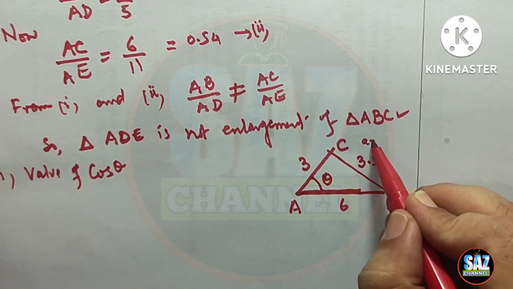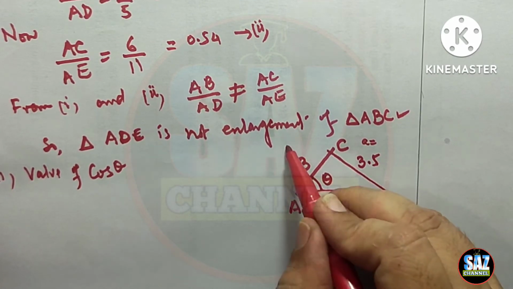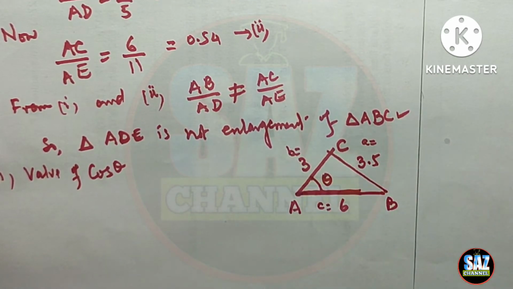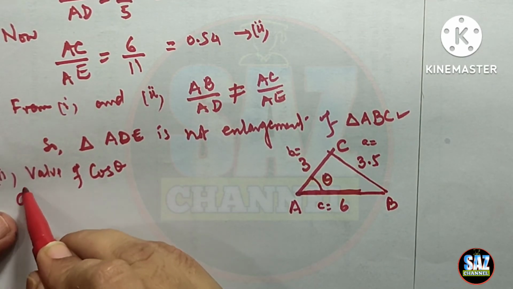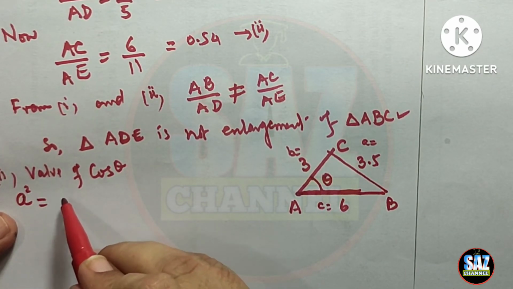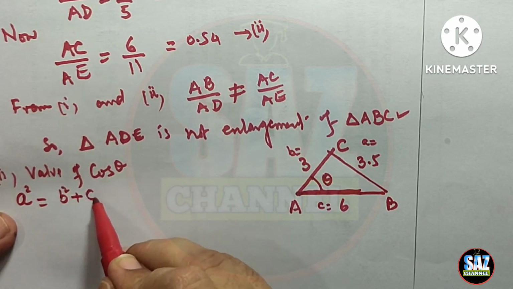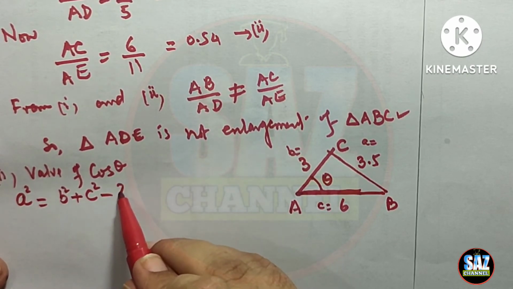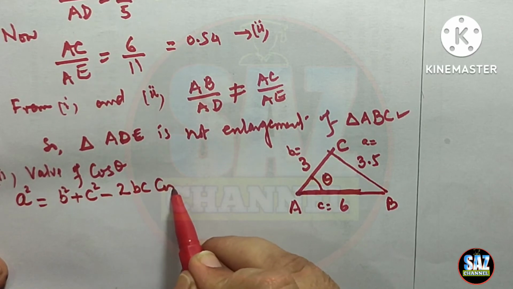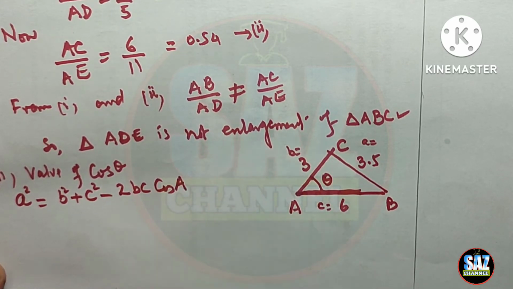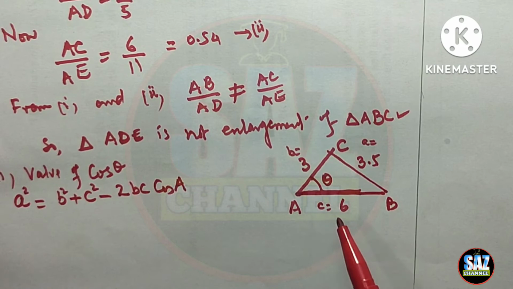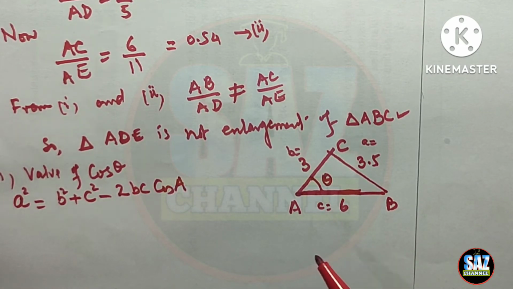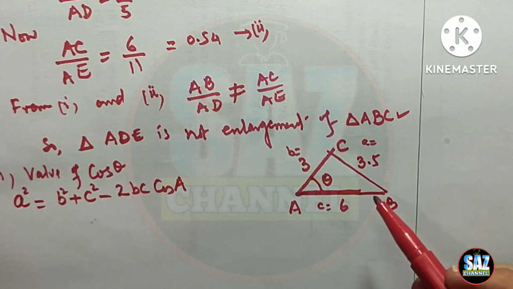So this is small a, this is small c, and this is small b. And now as we need to find cos of this angle, we will be writing the cosine law this way: a square equals b square plus c square minus 2bc cos of angle A. In the later part I will be replacing it by theta. I'm going really slow because this is one of the problems of some of my students.